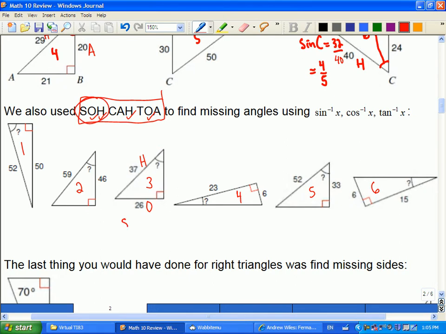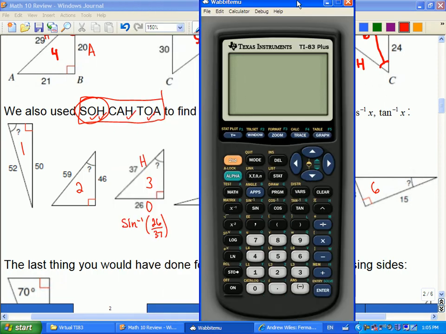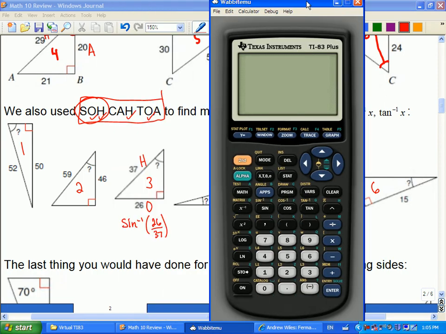The way I would find this in my calculator is the sine inverse of 26 over 37, and that'll give me the angle. Obviously my calculator is different than yours. I'll move it out of the way. Not all of you have the same one, but it'll look similar on your screen.